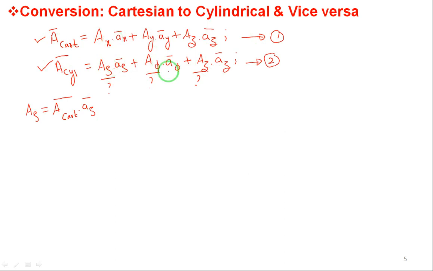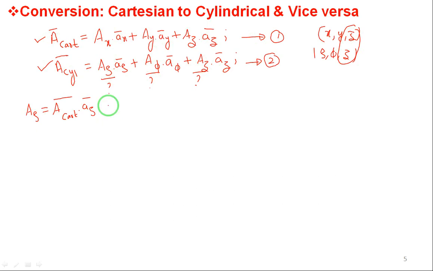If I want Aφ, take the projection of this Cartesian vector along the phi direction. If I want Az, take the projection along the az direction. But here Az no need to calculate, because both are one and the same. The z coordinate remains the same, because in the rectangular system it is x, y, z and in cylindrical it is rho, phi, z. The third coordinate remains the same, so no need to change. Whatever it is in both systems, it is the same.